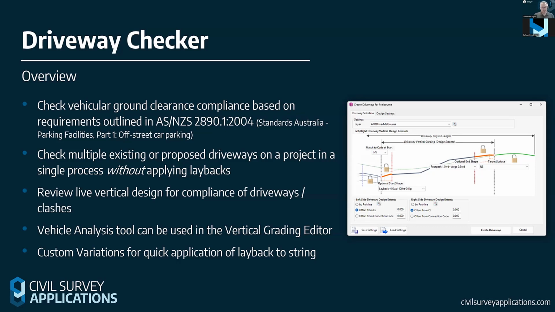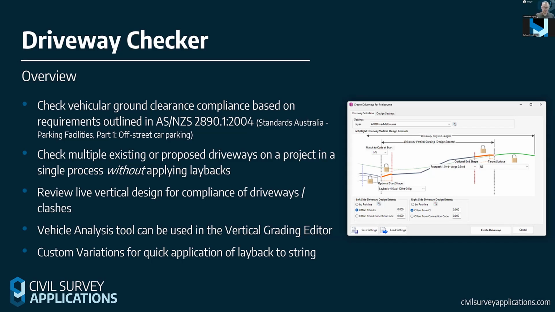The good thing about this tool is that you can check multiple existing or proposed driveways. And when I say existing or proposed, what I'm saying is that you can just check an existing curb, put a new curb in, assess whether or not there could be a clash if there's a layback being applied there, or if you're doing subdivision and you're going to be putting in a whole series of driveways connected up to lots, and you want to check whether or not you're going to have any clashing going up to the lots. You can use this tool in all these different scenarios without having to apply the layback to the design, which is the crucial part.